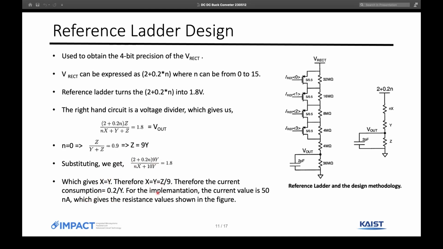So the current consumption by this circuit is 0.2 divided by y. And in many cases, we actually limit this current consumption. We actually fix this current consumption. In this case, the implementation was done such that the current consumption is 50 nanoamperes. So for 50 nanoamperes of current, we can actually determine the value of y. x is equal to y, and z equals 9y. So we can actually get these resistance values right here.